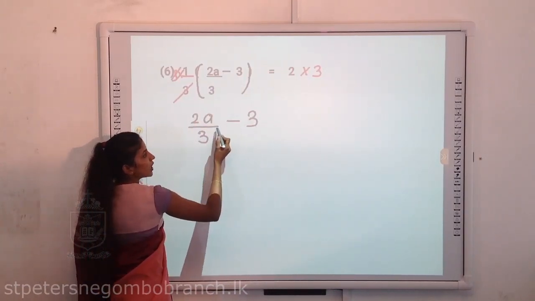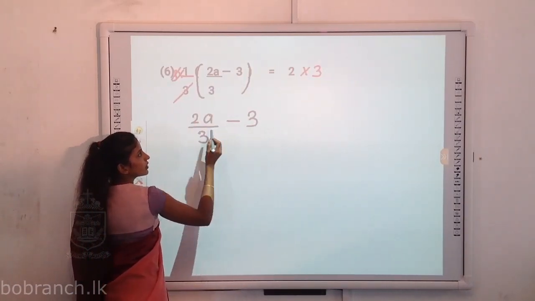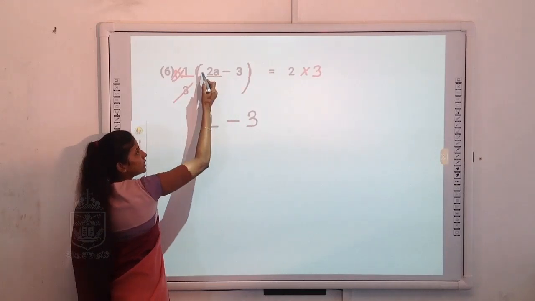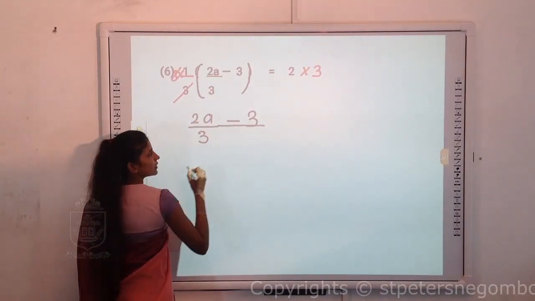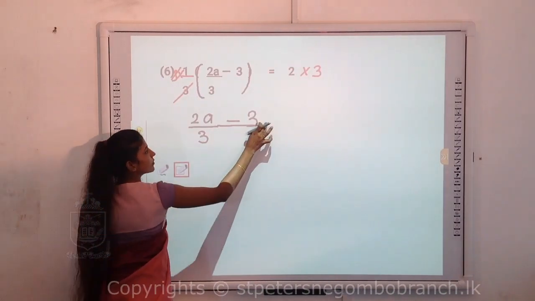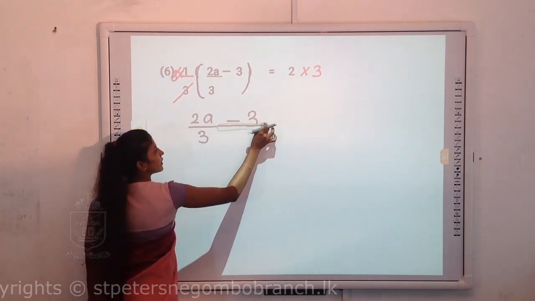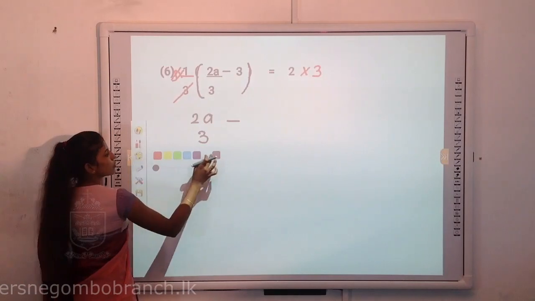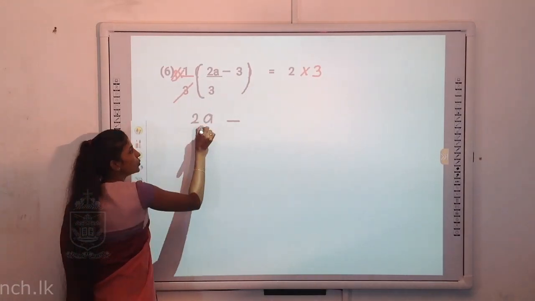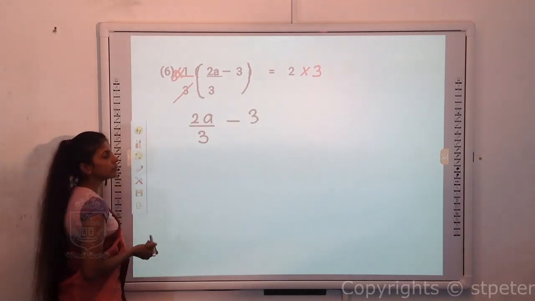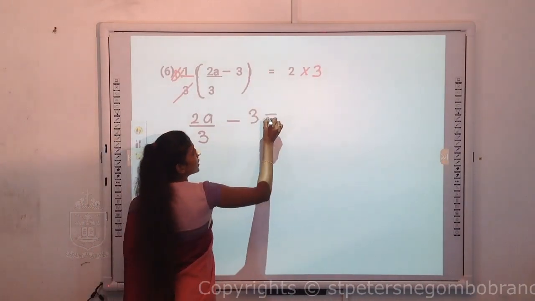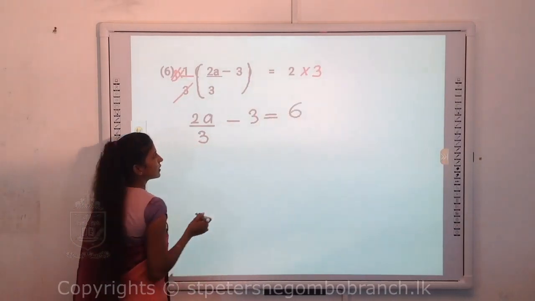This division mark is not common for 3. It is only connected with this fraction and this minus 3 is separate. Don't draw a line like this. It's only connected with this fraction part. Okay. So here 2a divided by 3 separately, minus 3 should be written separately. Okay, next 3 times 2 answer is 6.